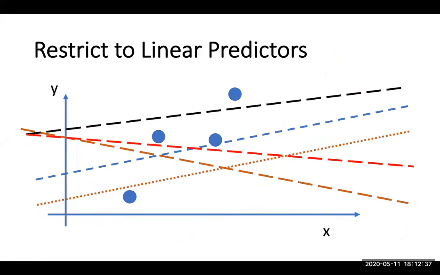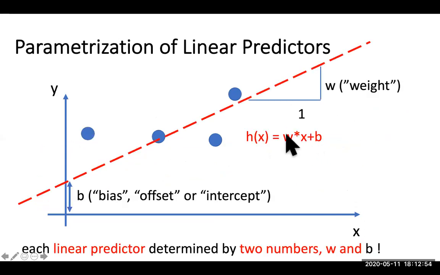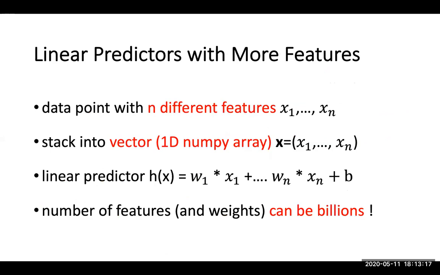And one such subset, which turned out to be super useful, is given by linear predictor functions. A linear predictor function is basically represented by a straight line. So if we have only one feature X, then a linear predictor function is given by this formula: some weight times the feature X, plus some intercept term. Here we have the intercept term, which is the function value for feature X being zero. And the weight is basically the slope of this predictor function. So this is only for one feature, and we can extend this easily to more than one feature.